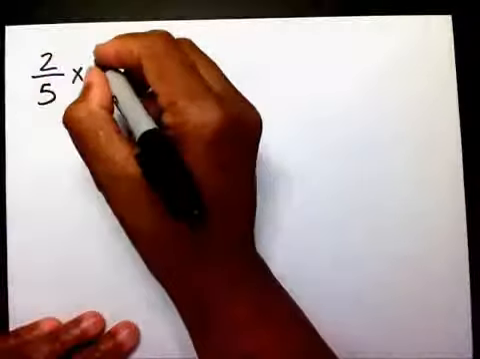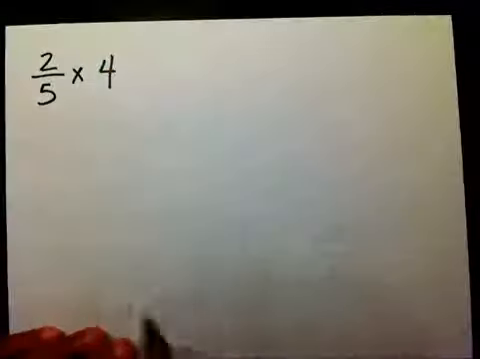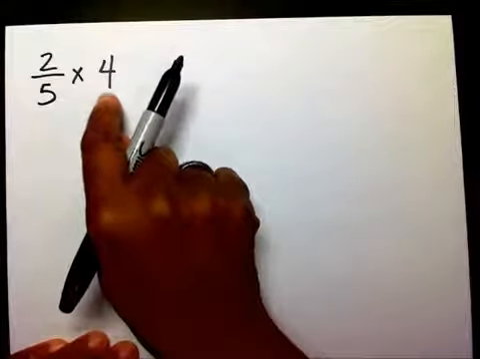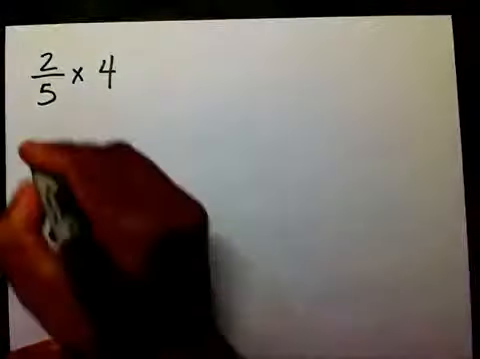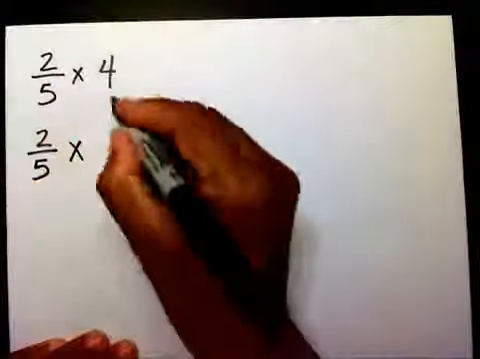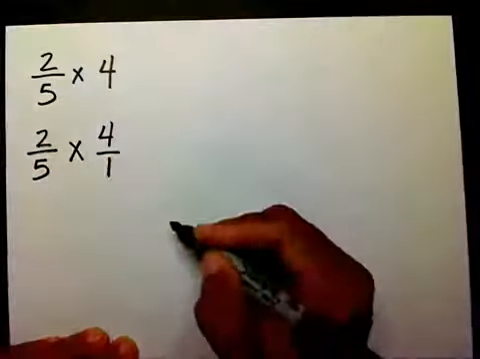Okay, let's try another one. I have 2/5 times 4. The first thing I need to do is turn this into a fraction. So I'm going to bring my 2/5 down, times, and I'm going to change this 4 into a fraction, so I'm going to write 4 and put it over 1.